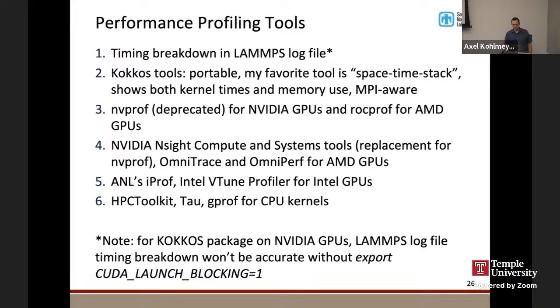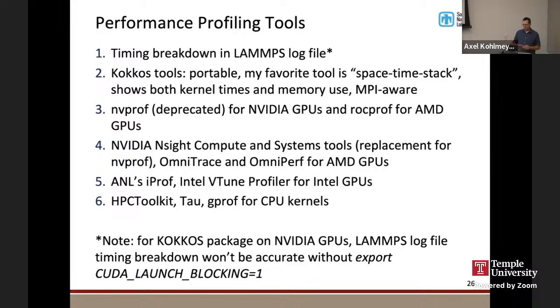Okay, so some tools for profiling performance. The first thing you can do is just look at the timing breakdown in the LAMMPS log file. That gives the time spent in your pair force calculation, communication, the fixes, etc. Kokkos has some tools. These are portable, so they work for any backend that Kokkos supports. My favorite tool is space-time stack, and I'll give an example of that in a little bit. The nice thing about this tool is that it shows both kernel times as well as memory use, and it's also MPI aware. So if you're running on more than one MPI rank, then it will sum all the results together.